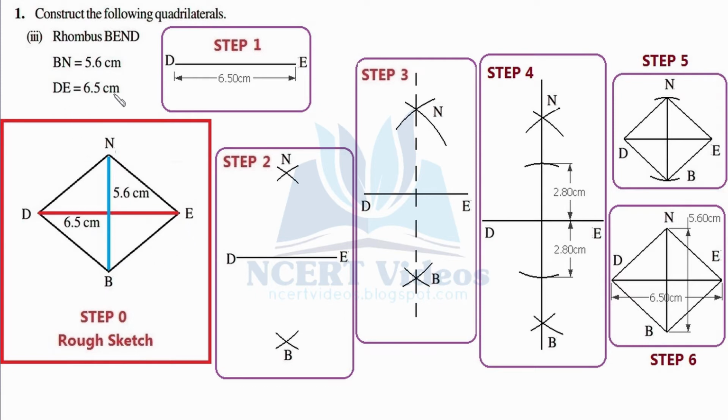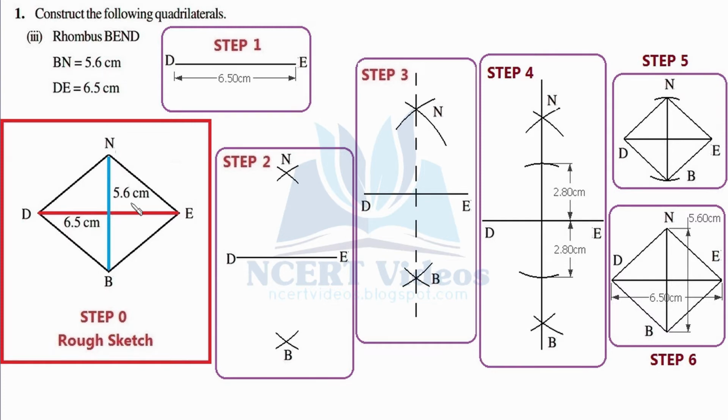So we are considering diagonal DE, which is equal to 6.5 cm, using ruler and approximation. We construct this line segment and mark its vertices as D and E, and we write its measurement as 6.5 cm. Now, using the properties of rhombuses, we can easily construct diagonal BN equal to 5.6 cm.